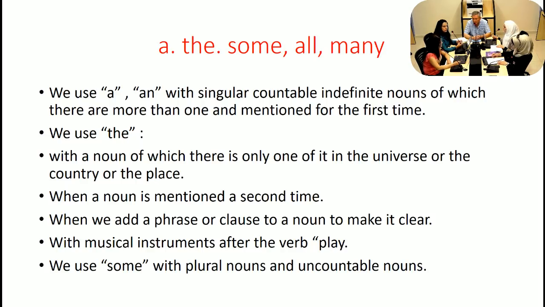Now, the use of the definite article: we use the with a noun of which there is only one in the universe, or the country, or the place. Can we give examples? In the universe: the sun, the moon, the sky, the east, the west. In a country: the president, the prime minister. The teacher in the classroom, the board. If it is one door only, you say the door. So when there is one thing of it in a place or in the country or in the universe, we use the.